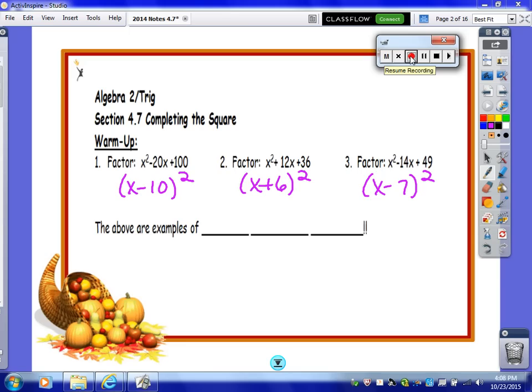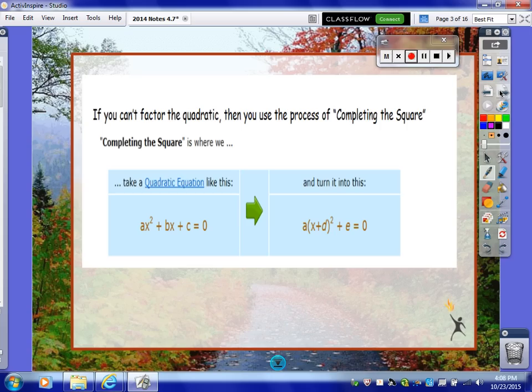Okay, so these are called perfect square trinomials. And that's going to be part of completing the square. We're going to make our problems have perfect square trinomials as part of them. So if you can't factor the quadratic, then we can use the process of completing the square.